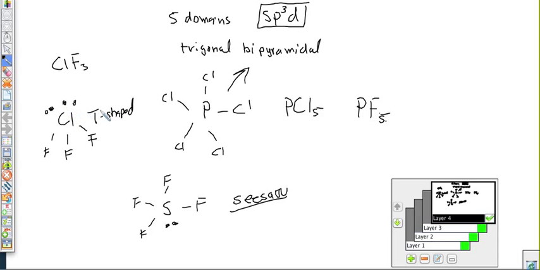So remember that the shape will change depending on how many lone pairs versus bonded atoms there are. If it's just bonded atoms, it just does this equal spacing. When it gets to having lone pairs, it pushes it away even more.